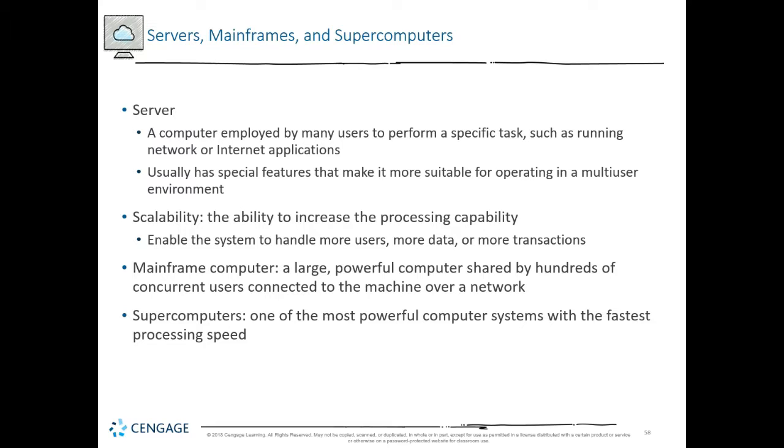Servers, mainframes, and supercomputers. A server is a computer employed by many users to perform a specific task, such as running a network or internet application. It usually has specific features that make it more suitable for operation in a multi-user environment. Scalability is the ability to increase processing capability, enabling the system to handle more users, more data, or more transactions. A mainframe computer is a large, powerful computer shared by hundreds of concurrent users connected to the machine over a network. Supercomputers are among the most powerful computer systems, with the fastest processing speed.